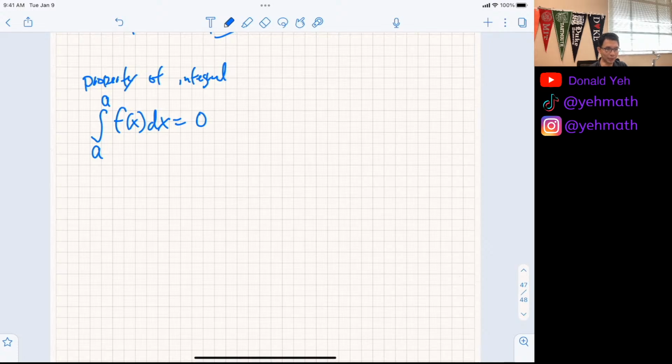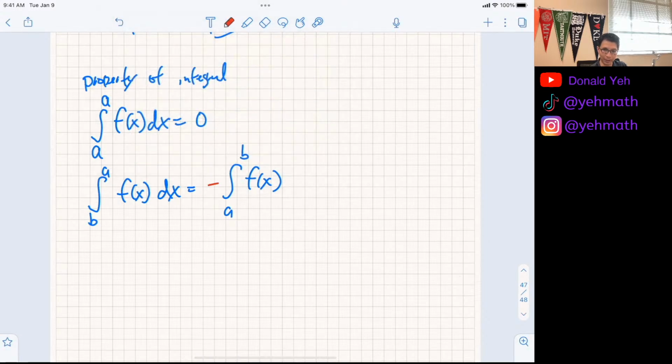Okay, so another integral property is very, very important. Integration from b to a of f of x dx is equal to negative integration from a to b of f of x dx. This negative really matters here, and it's really important for you guys to understand. So I'm going to write it out in red. If I switch the boundary, you become the negative of the other one.